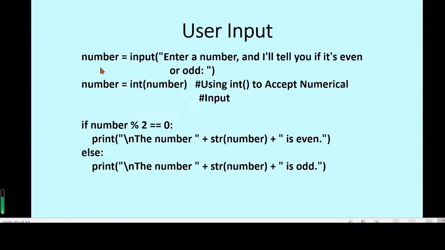So the user will input something according to this prompt, "Enter a number, and I will tell you if it's even or odd." Then use the int function to change this number into a numerical variable. Then we can use an if statement to test if the number modulo 2 is 0. If modulo 2 is 0, then this number is an even number, and it will print the is-even information. If not, then this number is an odd number.